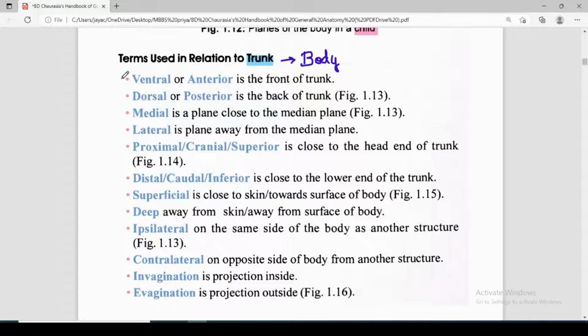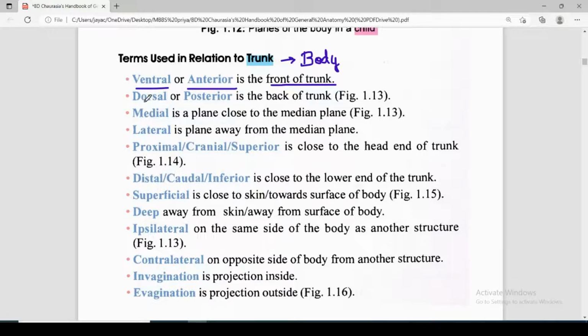So first one is the ventral or anterior. So ventral or anterior which is related to the body, we say it is the front part of the body. The front part of the body is the front of the trunk, front of the body. So our front portion, we say ventral or anterior.